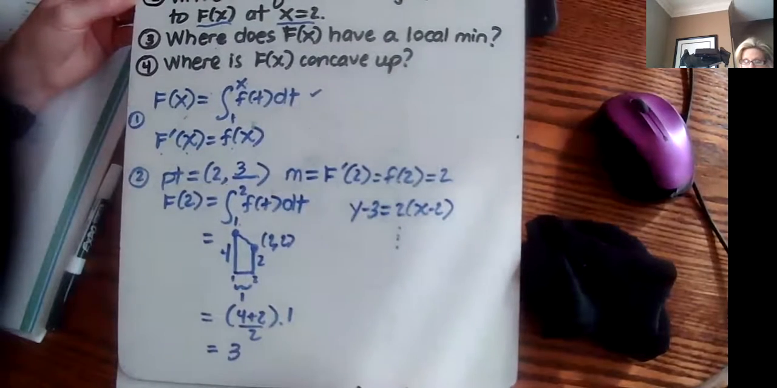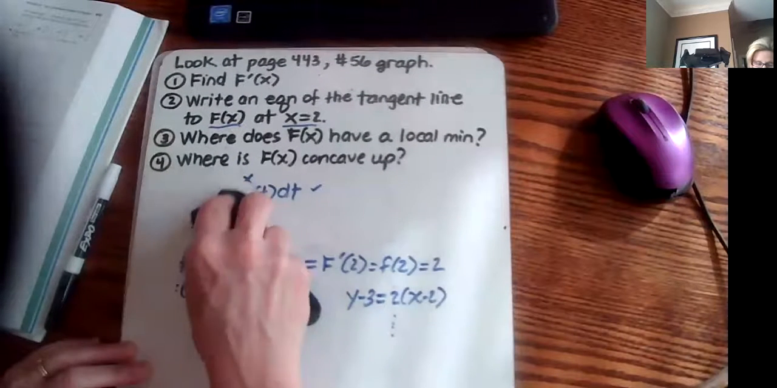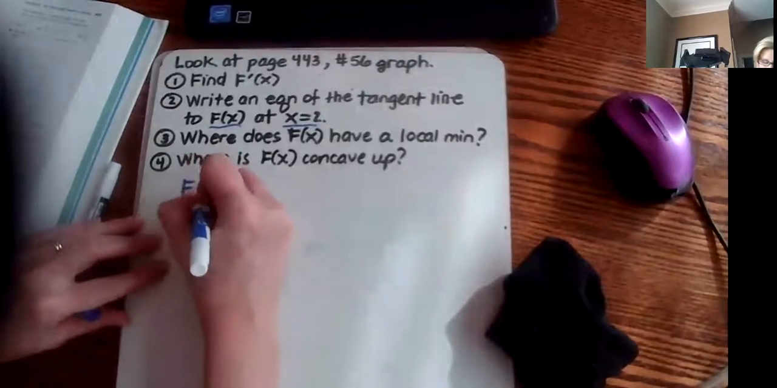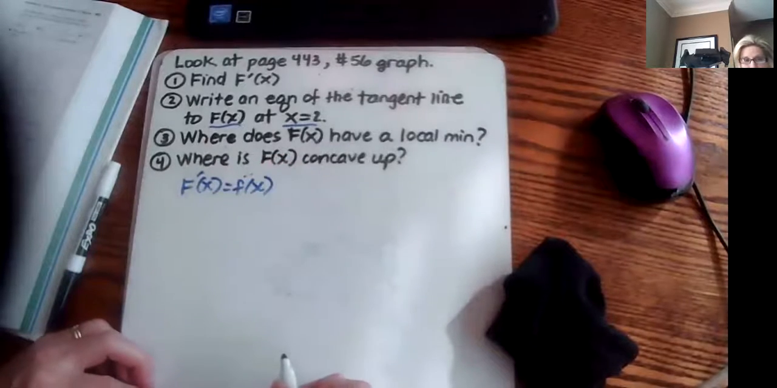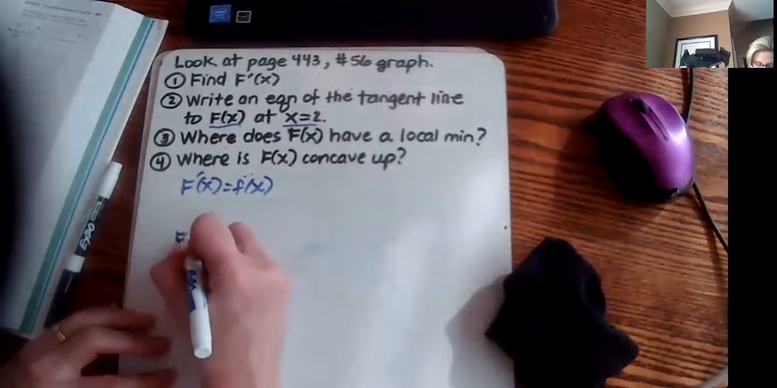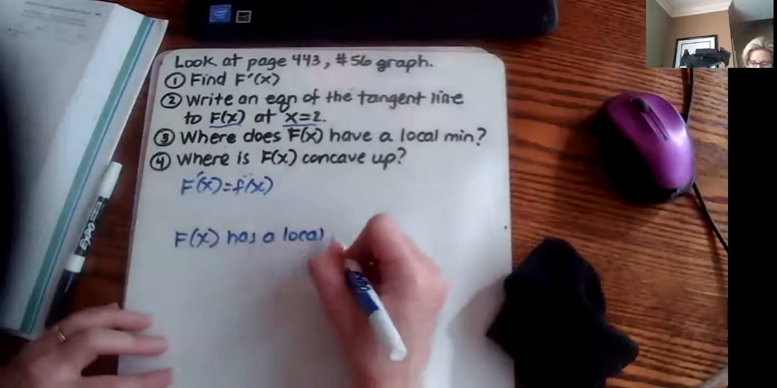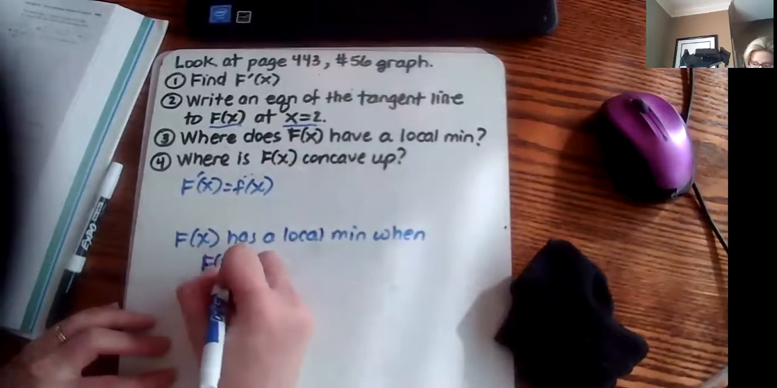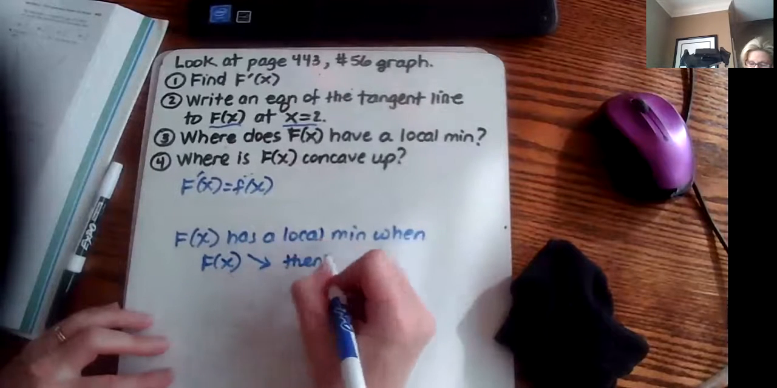Now, I want to look at the next problem, problem 3. So remember, we figured out that F prime of x equals f of x, and I'm going to need to use that on this next problem. So where does capital F of x have a local min? So capital F of x has a local min when the graph of F of x decreases, and then turns and increases.